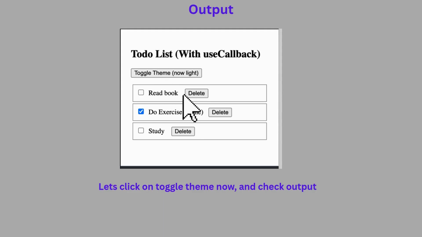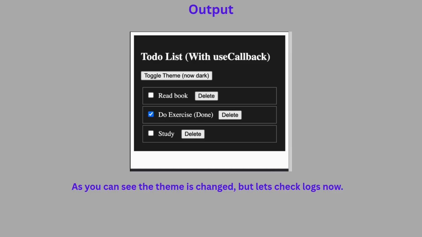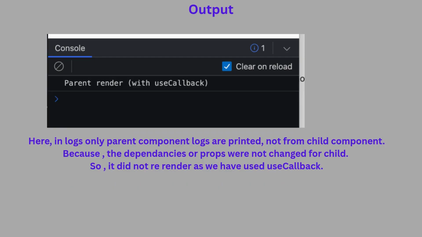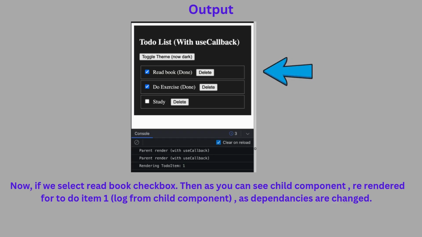Let's click on toggle theme now, and check the output. As you can see the theme is changed, but let's check the logs now. Here, in the logs only parent component logs are printed, not from the child component. Because the dependencies or props were not changed for the child. So, it did not re-render as we have used useCallback. Now, if we select the red book checkbox, then as you can see the child component re-rendered for to-do item 1, as dependencies are changed.